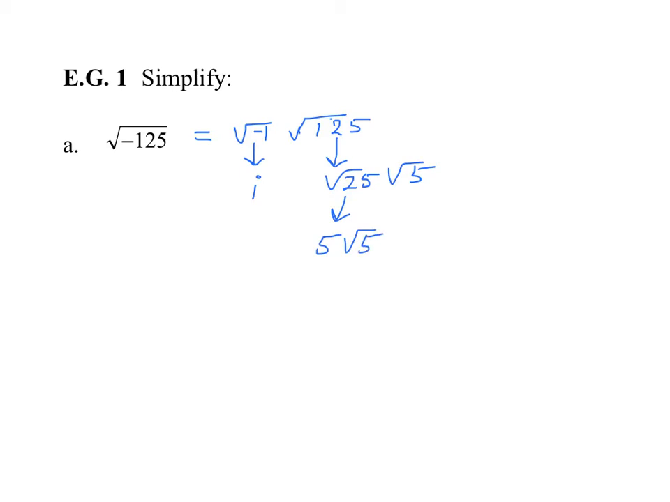And then when you're putting this all together, you're going to have the outside value, the imaginary unit following that, and the radical at the end. So this is the simplified version of the square root of negative 125. It is an imaginary number.